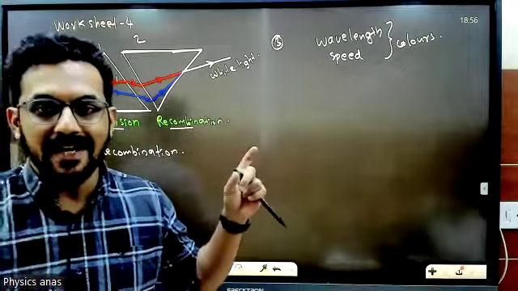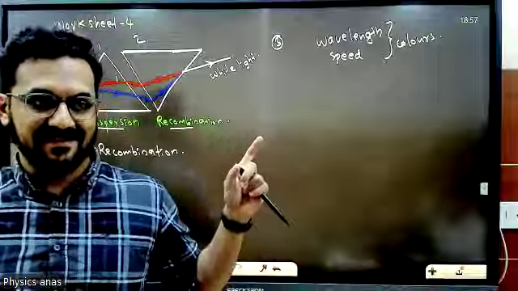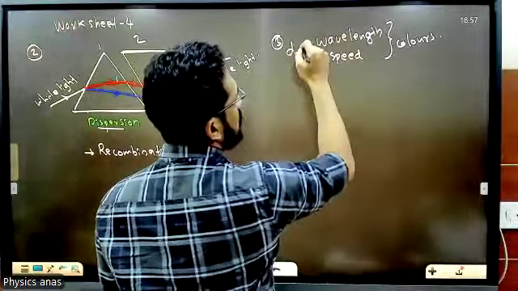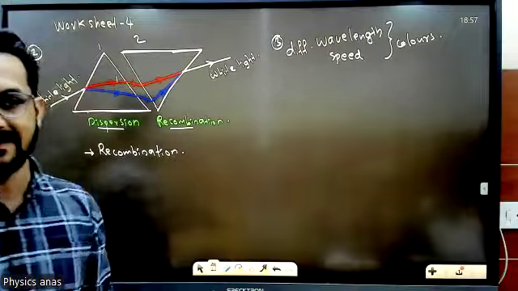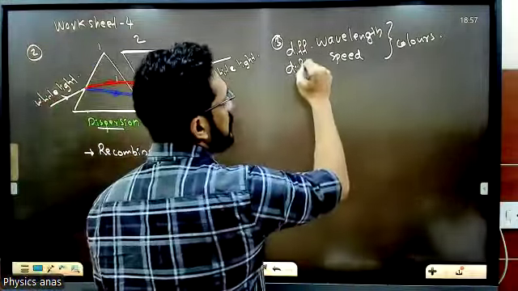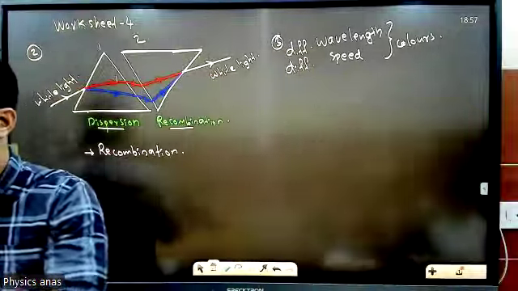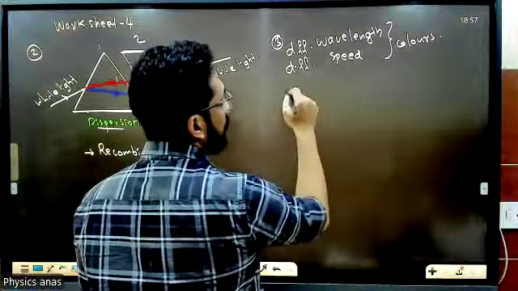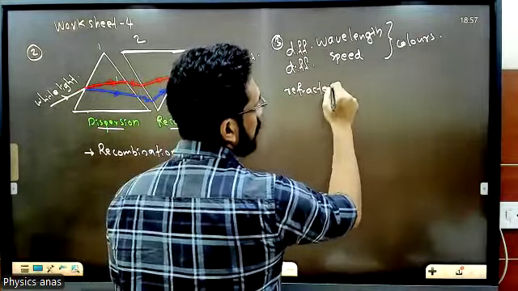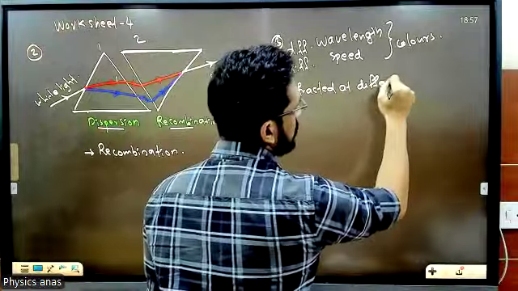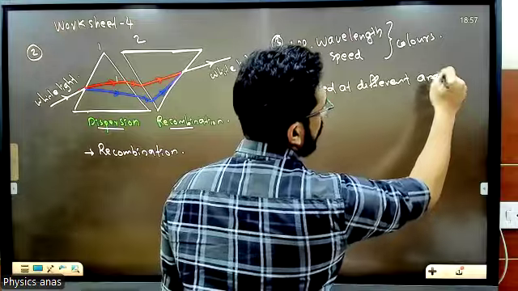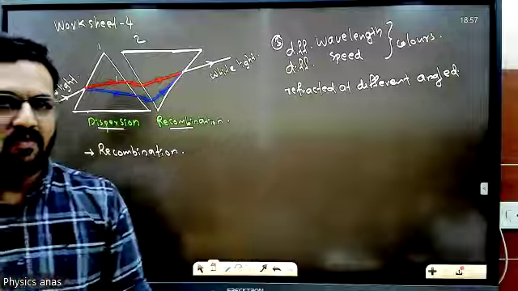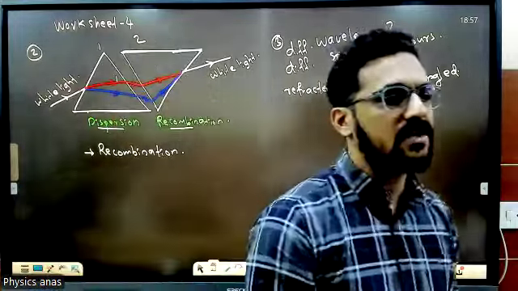So each color is refracted at different angles. Got it? Each color has different wavelengths. Each color has different speeds in the prism. When the light is traveling from one medium to another, speed changes. So they are refracted at different angles. We have already written this answer in your notebook. Cause of dispersion, why dispersion happens, we have already written that in your notebook.